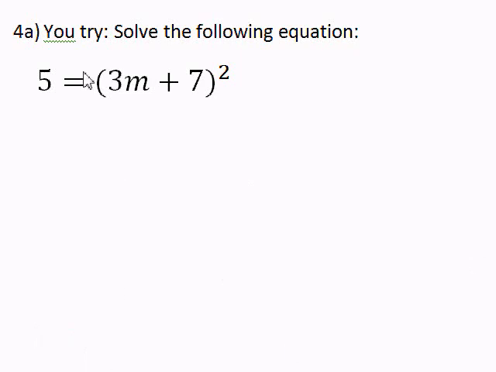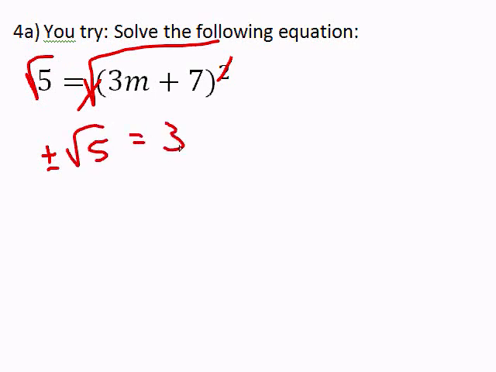Again, for this one, we're going to get rid of the square first, so we don't need those parentheses. We take the square root of both sides, giving us plus or minus the square root of 5 is equal to 3m plus 7. We need to get rid of the 3 and the 7, so we subtract 7 first. Since I cannot combine the 7 and the 5, I have to rewrite it.